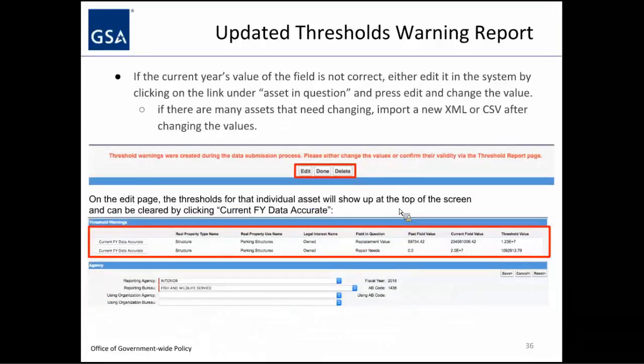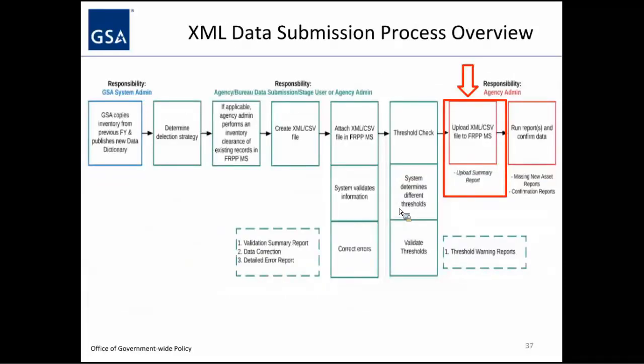Okay. An alternative way of viewing and editing thresholds is to click onto that individual asset from the threshold warnings report. Once you do that, you will see the page above, which lists out the thresholds particular to that asset. Okay, any questions about those updated threshold warnings report? Okay.